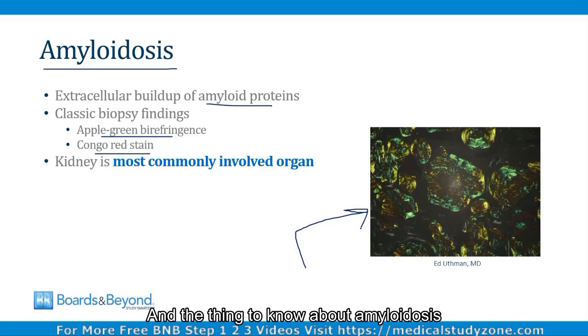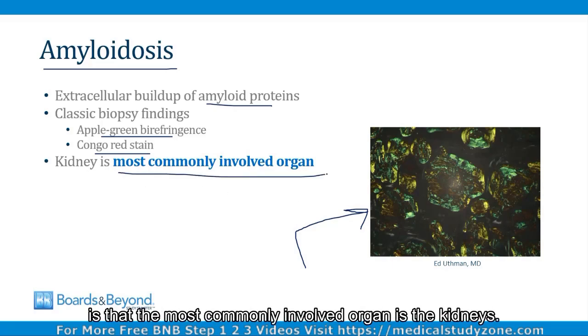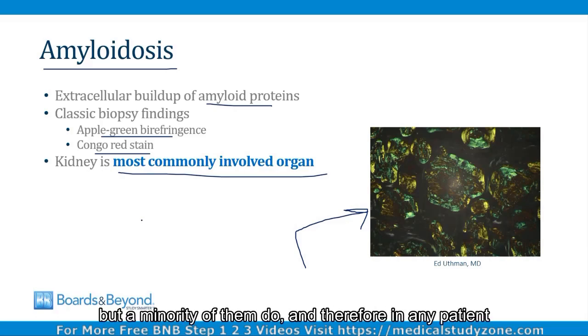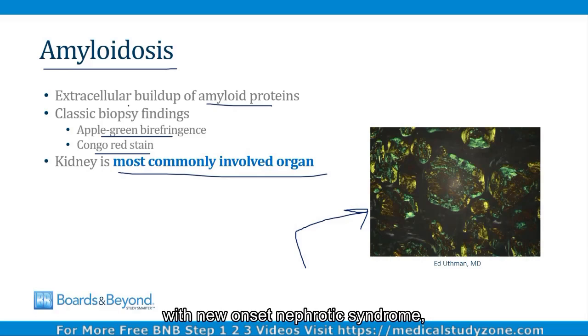And the thing to know about amyloidosis is that the most commonly involved organ is the kidneys. And just like with diabetes, most patients who have amyloid kidney disease do not develop nephrotic syndrome, but a minority of them do, and therefore in any patient with new onset nephrotic syndrome, amyloidosis is a consideration, and that's something you could find when you do a renal biopsy.